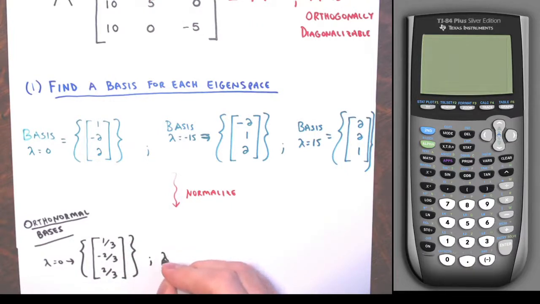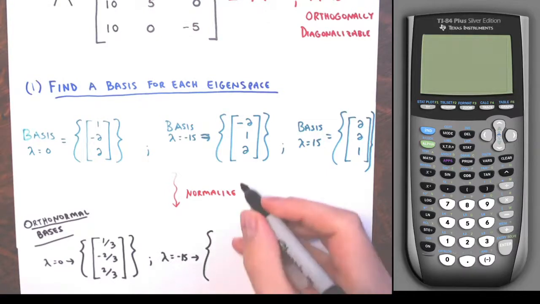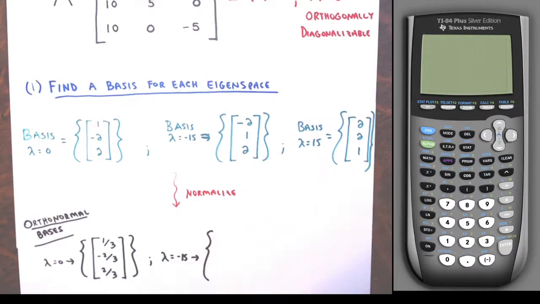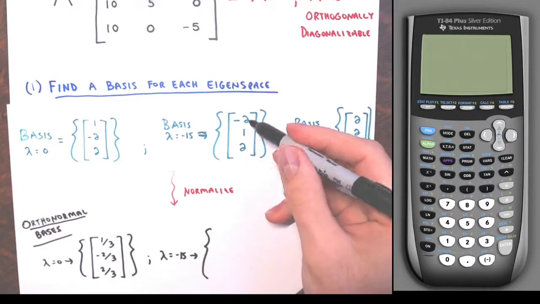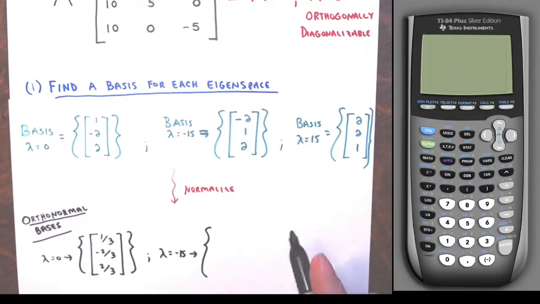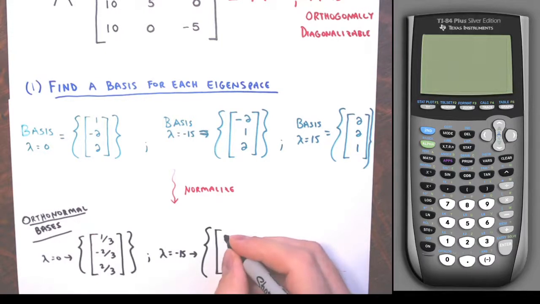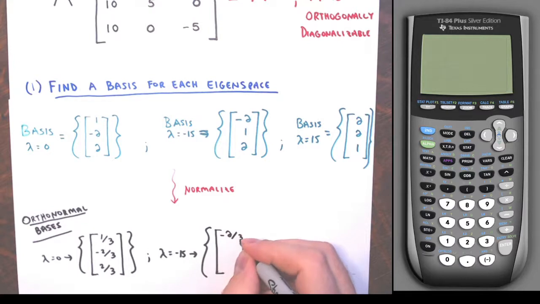When lambda was negative 15, again, only a single vector, so all I need to do is normalize, divide by its norm. Again, the norm would be 3, the square root of 9. So an orthonormal basis, a unit vector basis for the eigenspace corresponding to lambda equals negative 15 would be the vector (negative 2/3, 1/3, 2/3).